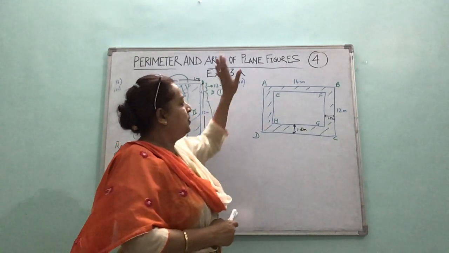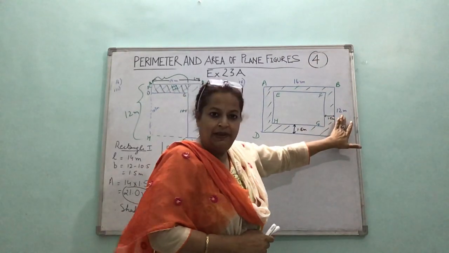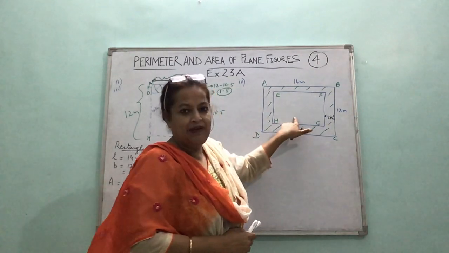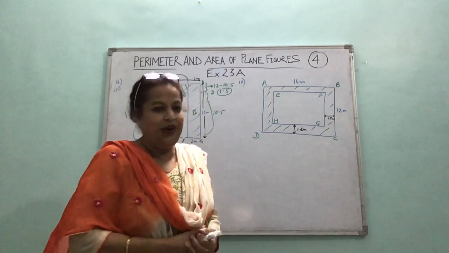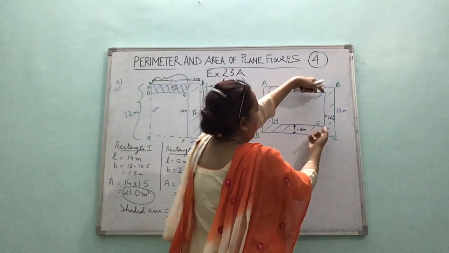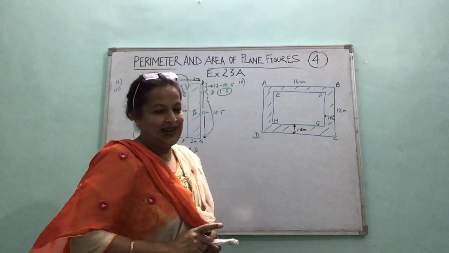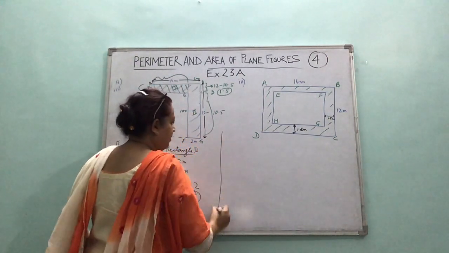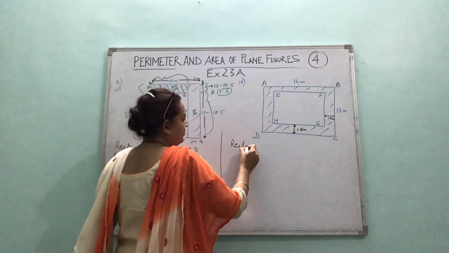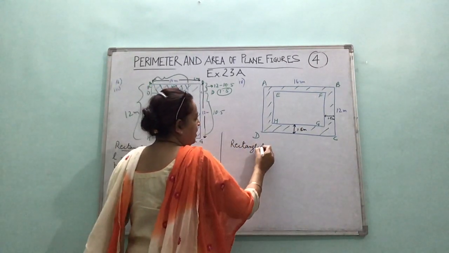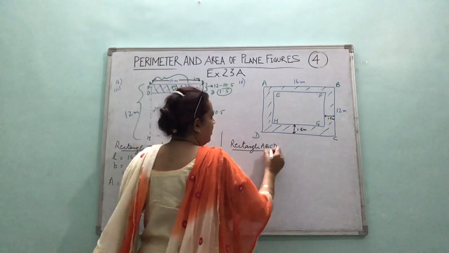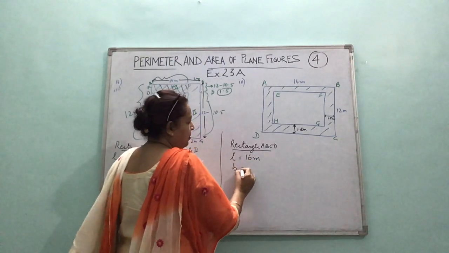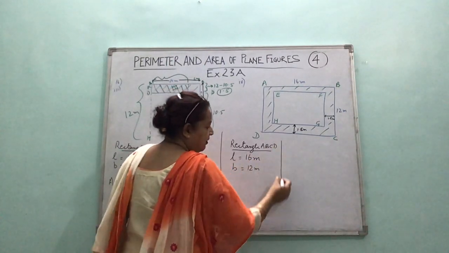So I should know the dimensions of the bigger rectangle ABCD and also the dimensions of the smaller rectangle EFGH, which is not given. That's the main work: to find the length and the width of the smaller rectangle. Now how will we do it? Let's see. Rectangle ABCD, that is the bigger rectangle. Length is given as 16 meter. Width is given as 12 meter. I'll keep it with me.